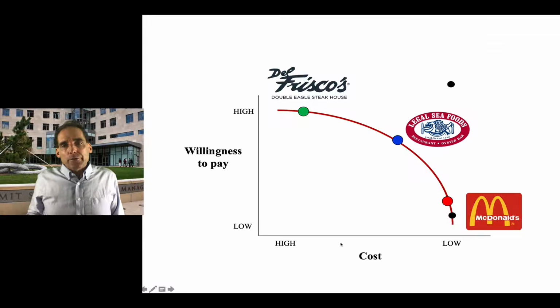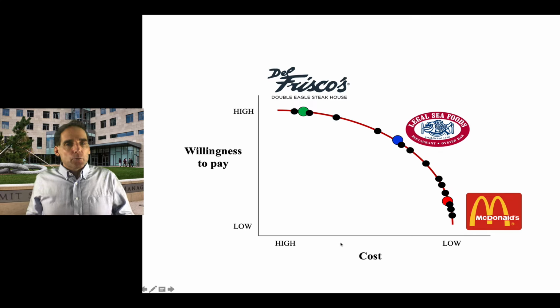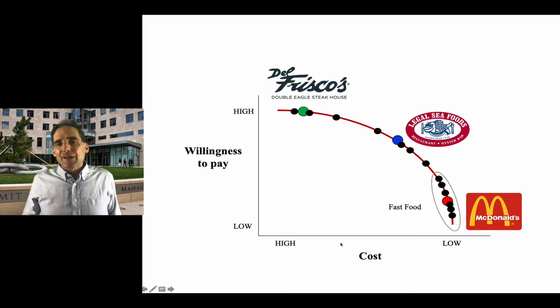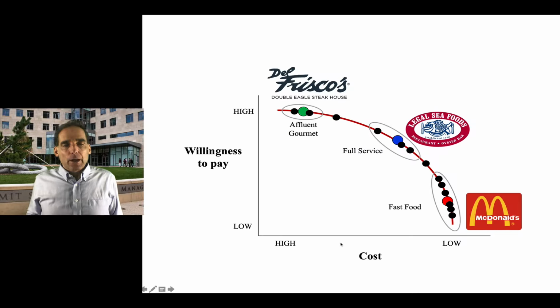So some customers will go there and some will go there. And over time, you'll see customers will express their preferences as to where they want to eat. And oftentimes, by the way, these kinds of groupings are assigned a segment name. So, the fast food segment, full food service segment, and affluent gourmet segment. So the first thing you have to take into consideration when you're choosing where you position yourself on the strategic frontier is where are the customers? No customers, no business.